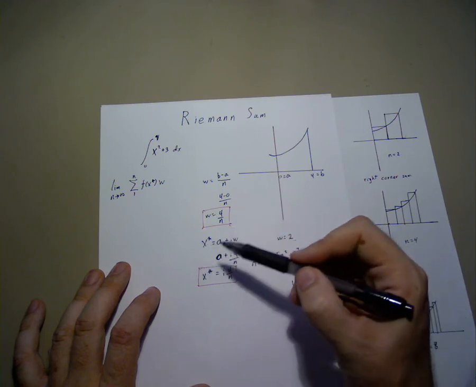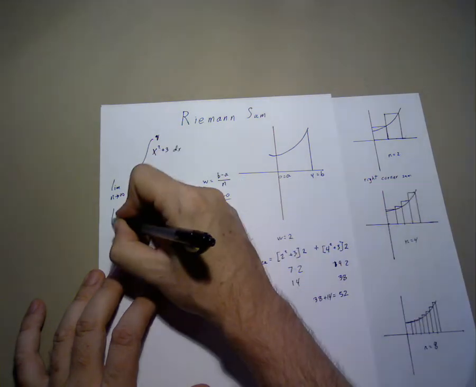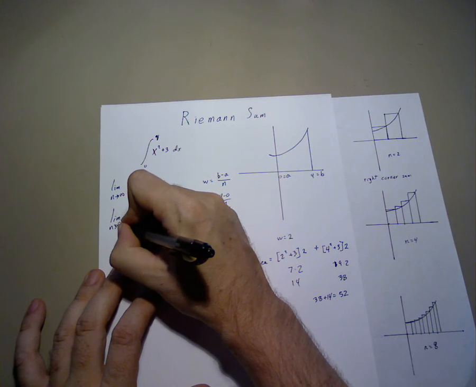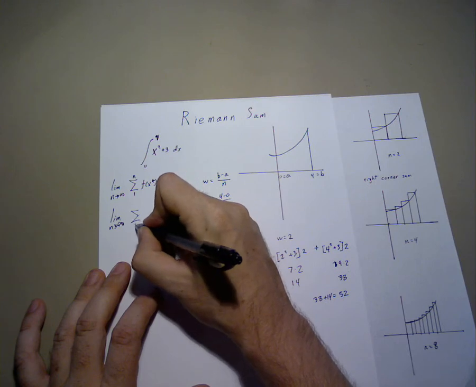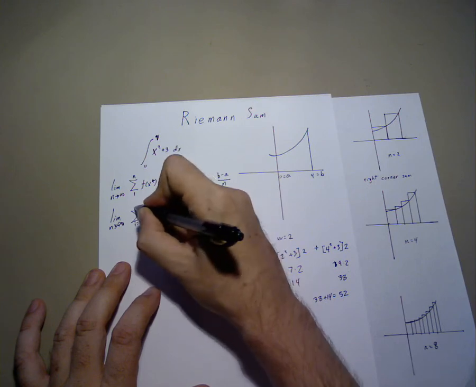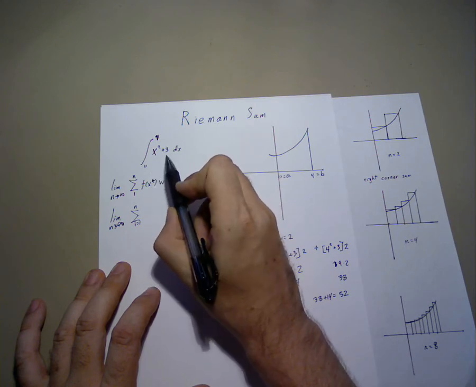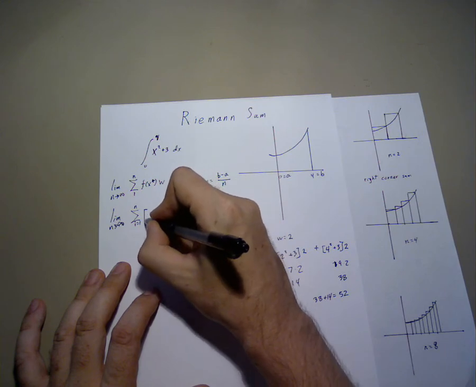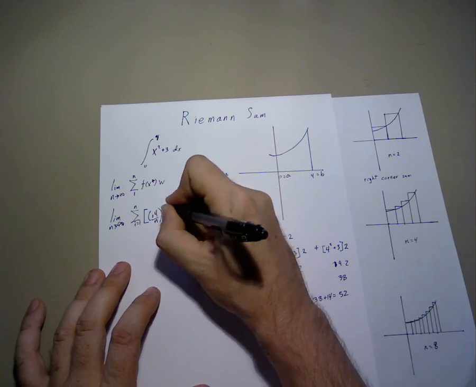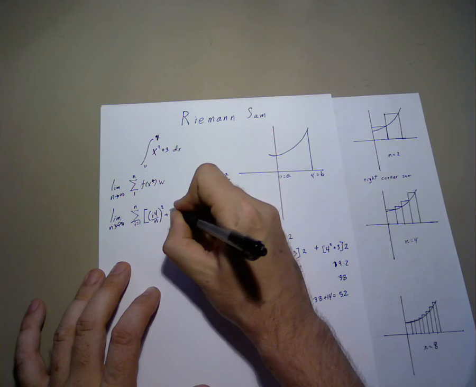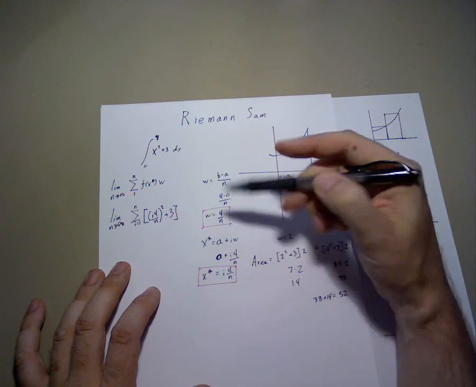Now, we need to apply this to our sum. Limit as n goes towards infinity. We have a summation, i equals 1 to n. Our function is x squared plus 3, so I will include x squared plus 3 times the width. Our width in this case is 4 over n.